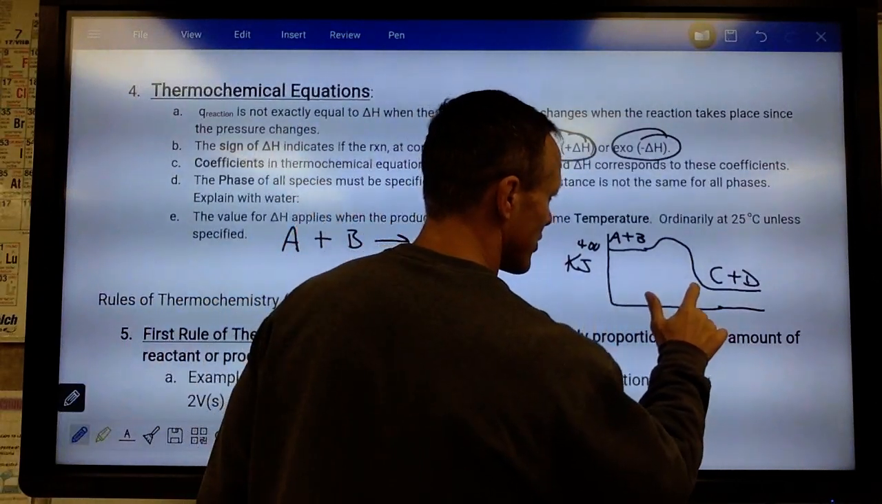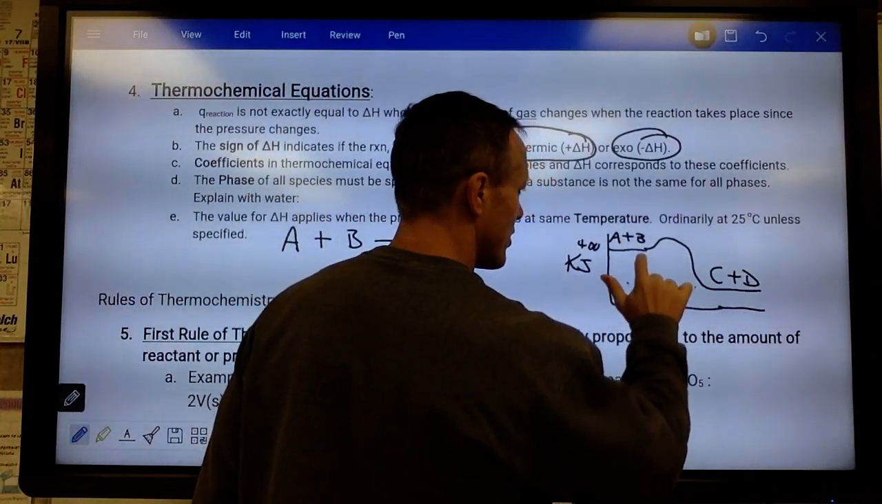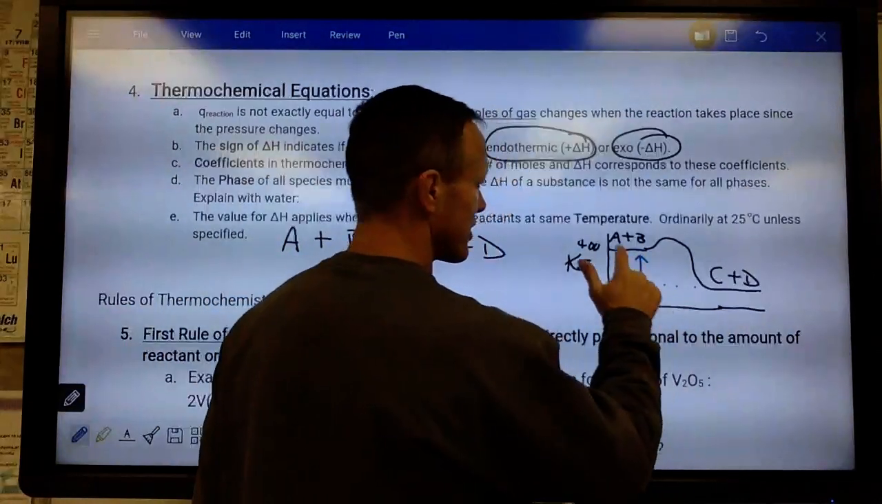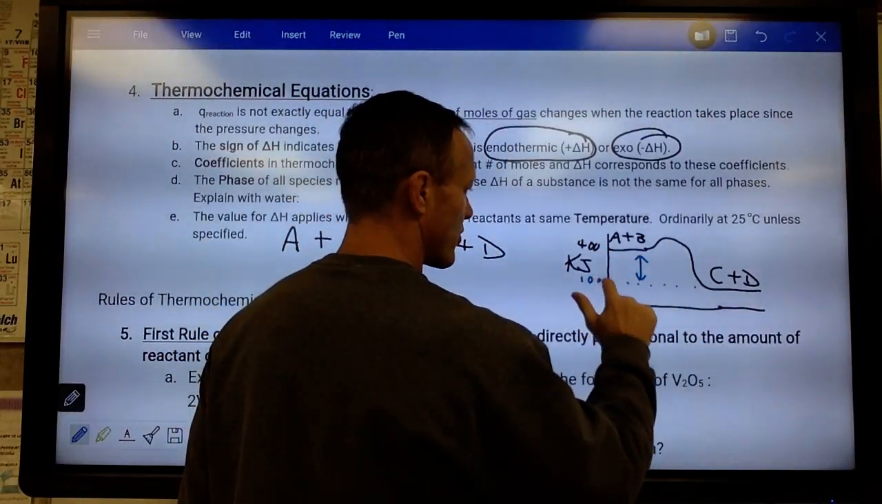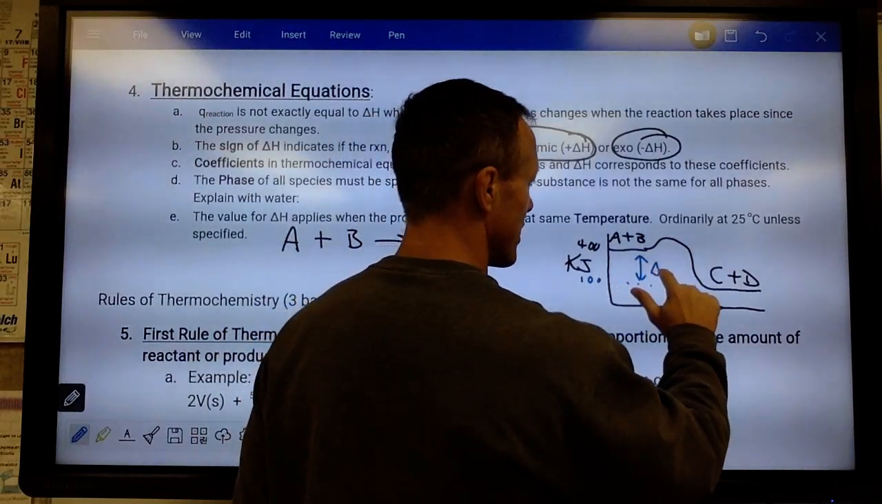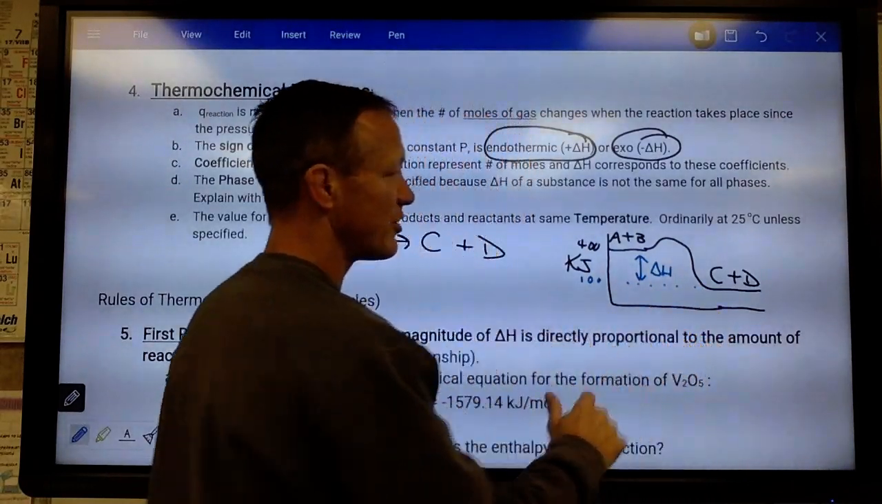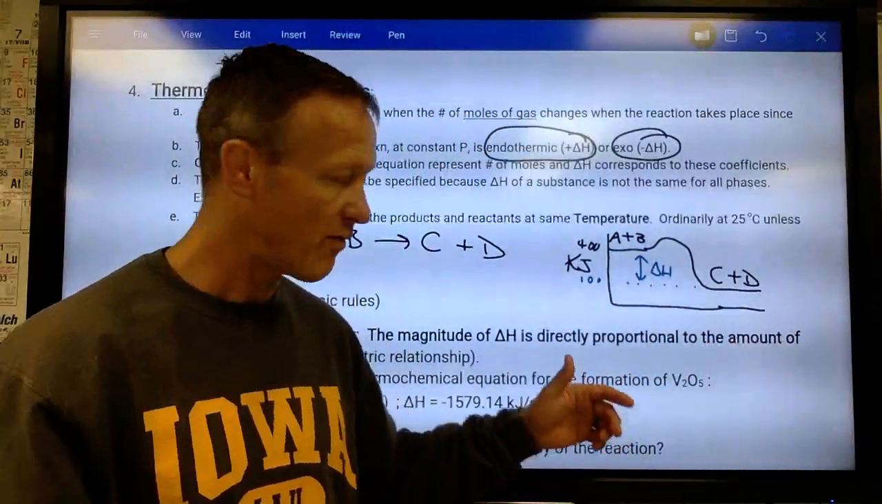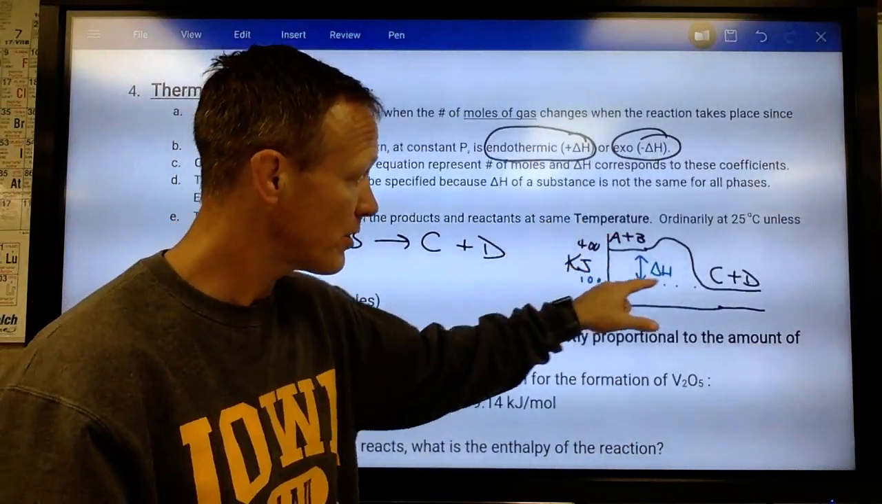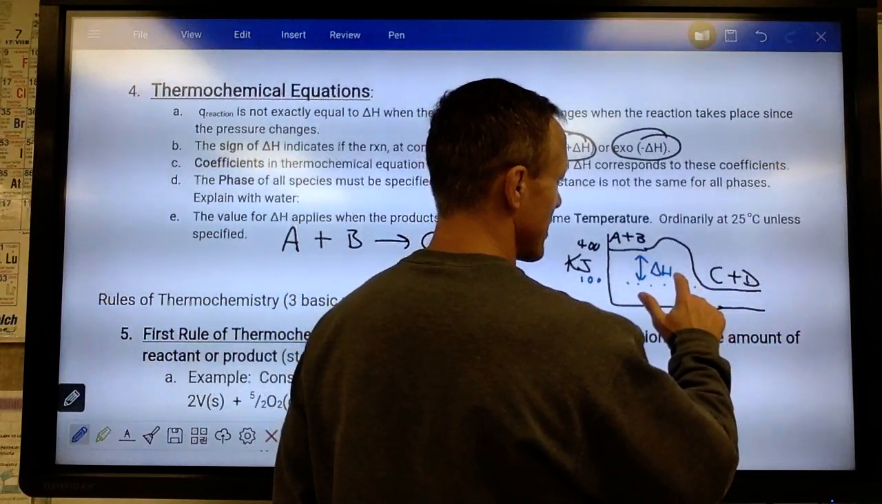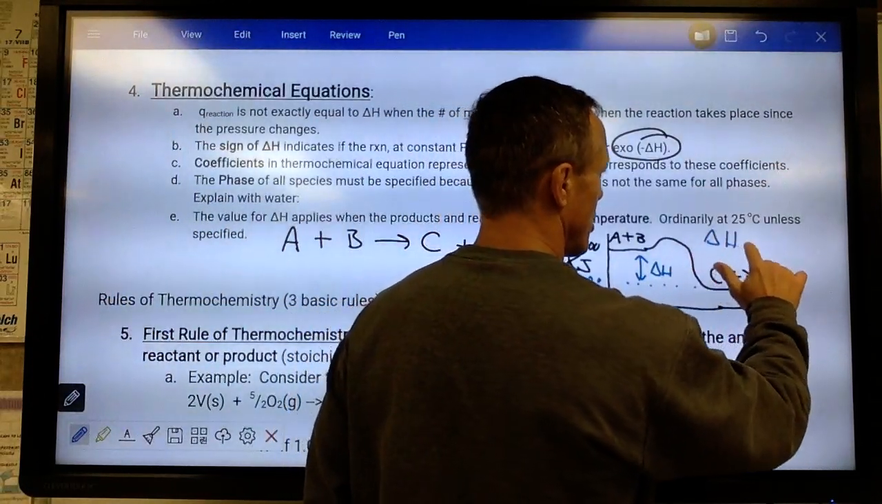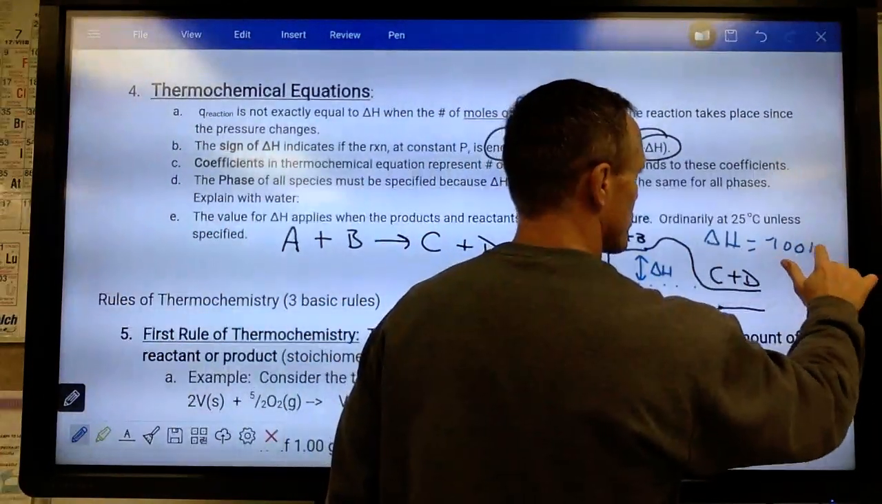If I draw a little dashed line right here, the change in energy from there to there, let's say this is 400 kilojoules and this is 100 kilojoules. That change would be our delta H. In this case, since it's going down from 400 kilojoules for our reactants to 100 kilojoules of energy for our products, that delta H should be a negative 100 kilojoules. We've lost that much.